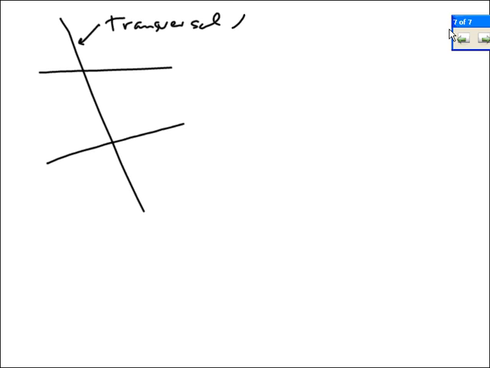If you have two lines, parallel or not, and you draw a line that crosses both of those lines, this is called a transversal line. A line that crosses two lines is called transversal. Let me write it down a little bit more clearly. Transversal.